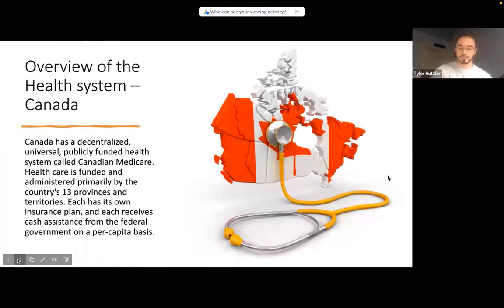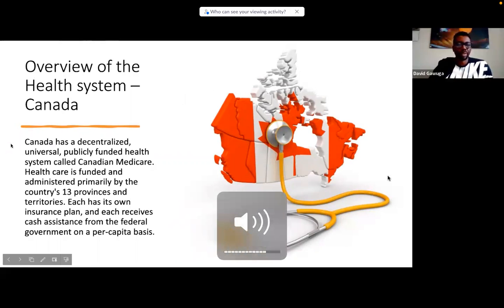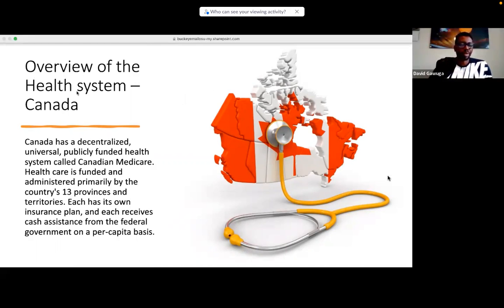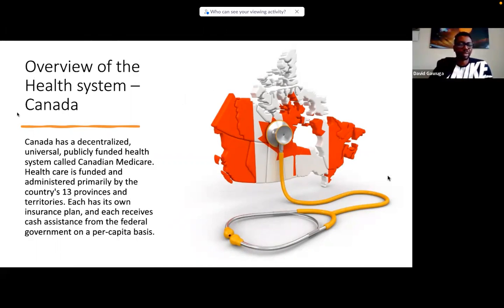Overview of the health system in Canada. Canada has a decentralized, universal, public-funded health system called Canadian Healthcare. Healthcare is funded and administered primarily by the country's 13 provinces and territories. Each has its own insurance plan, and each receives cash assistance from the federal government on a per capita basis.